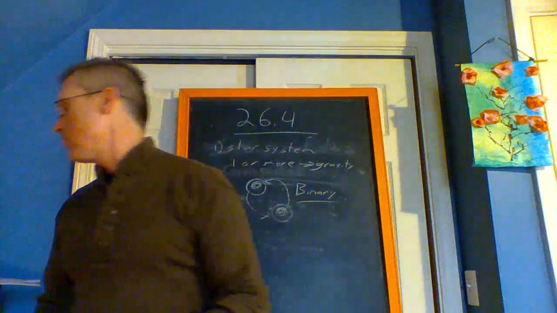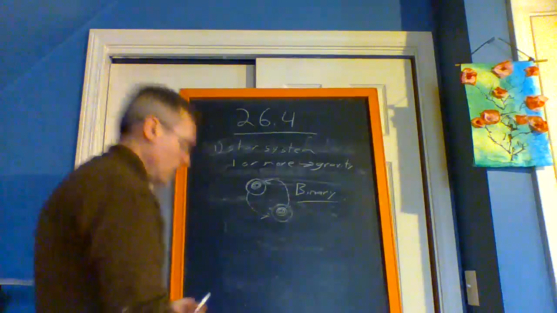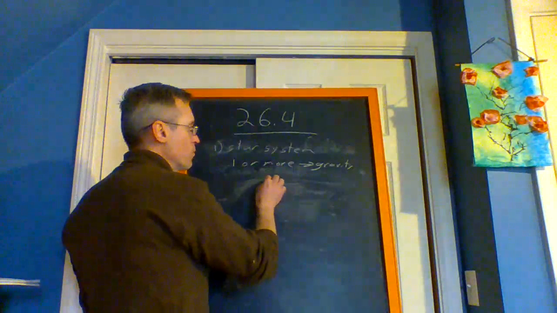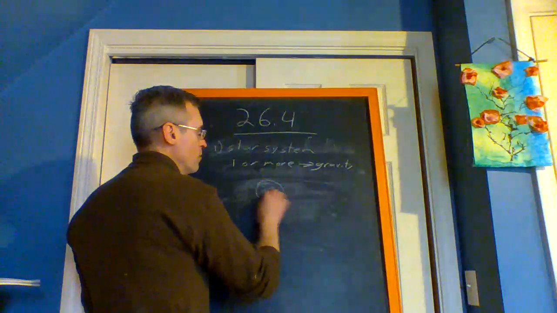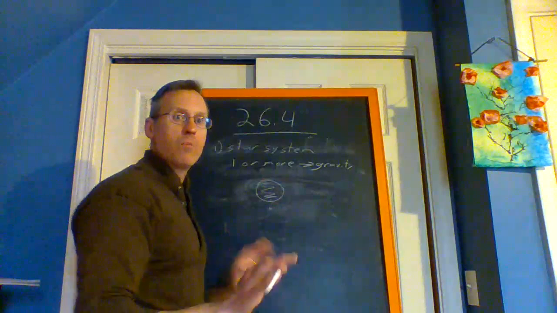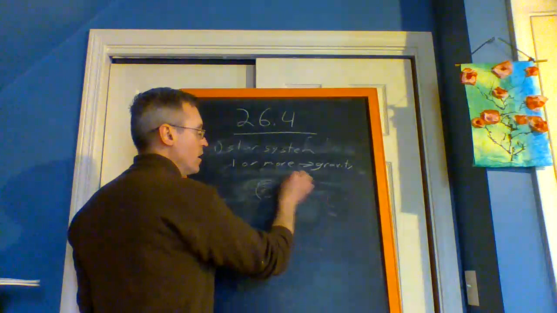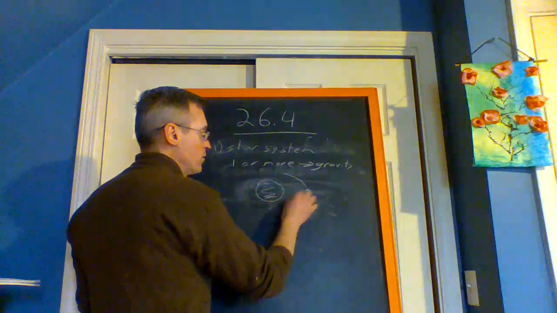Sometimes what happens is you get a very large star in a binary system, and then you have a small dim companion that will look something like that. Okay, and they're revolving around each other.